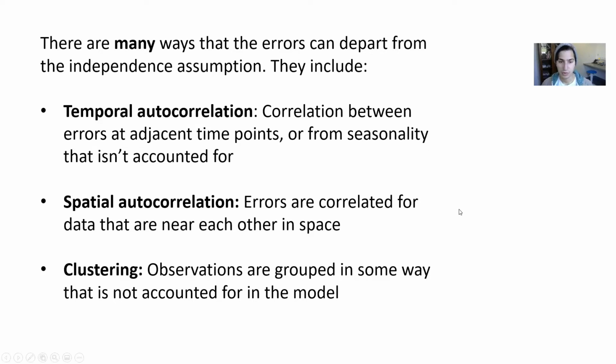Then there is spatial autocorrelation, which is a pretty simple extension of this idea. This is when errors are correlated for data that are close together in space and less correlated for data that are further apart in space. And then we have clustering. This is when observations are grouped in some way that we're not accounting for in the model. So if I surveyed sea stars on 5 transects in each of 10 sites, and I counted the number of sea stars in each transect, and I didn't account for the fact that the counts are grouped according to site with multiple observations per site, then these data are clustered, and you'll often hear this referred to as pseudo-replicated.